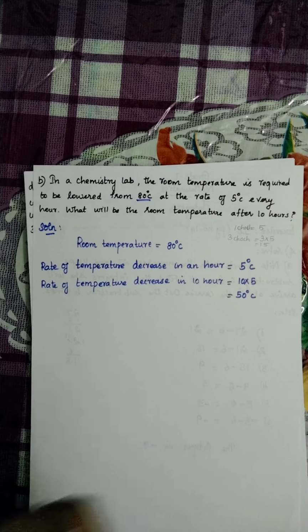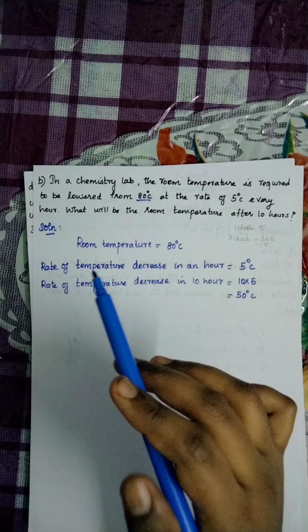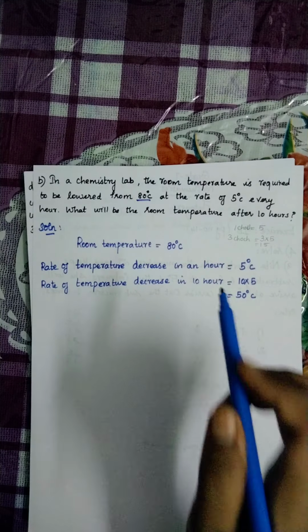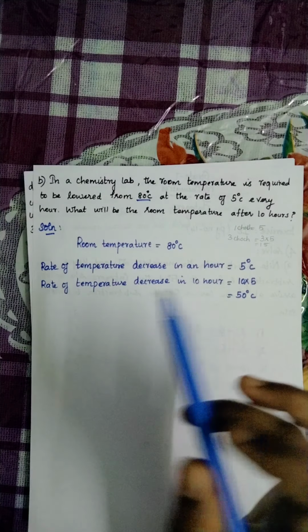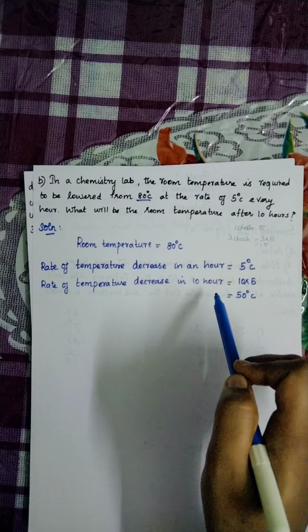Initially our room temperature is 80 degrees Celsius. Then the rate of temperature decrease in 1 hour is 5 degrees Celsius. Then the rate of temperature decrease in 10 hours is 10 into 5.